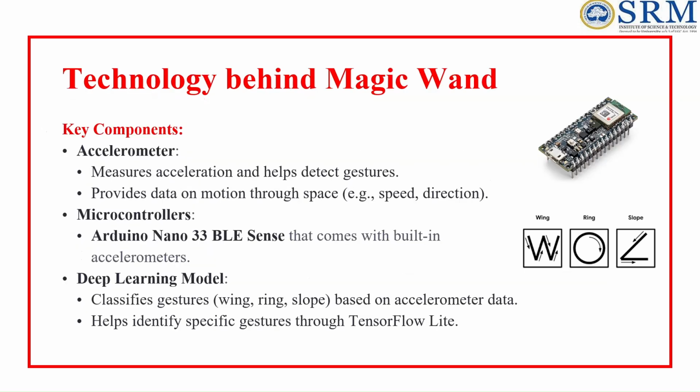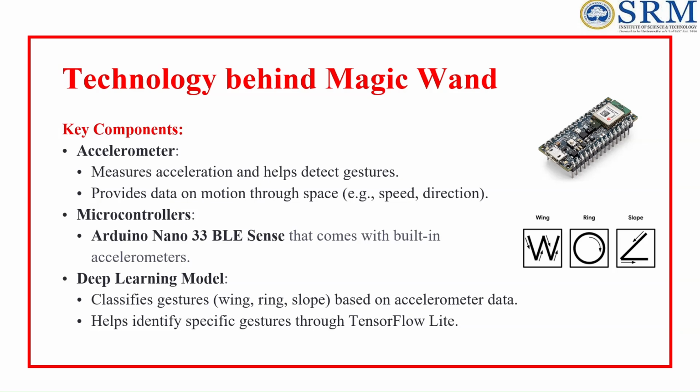Now let's talk about the technology that makes this whole thing possible. There are three main components to this. Number one, the accelerometer. Number two, obviously the microcontroller. Number three, the deep learning model. First, the accelerometer. This tiny sensor measures acceleration along three axes, x, y, and z. Think of it as a device that can sense how you move through space: speed, direction, tilt, and swings. For our wand, the accelerometer is the eyes and ears, which captures every flick and wave of your hand.